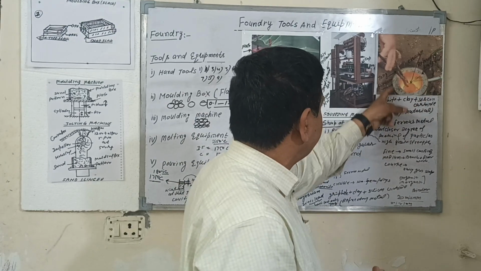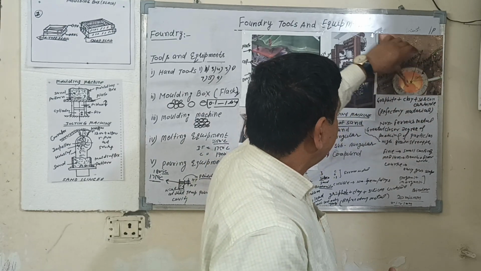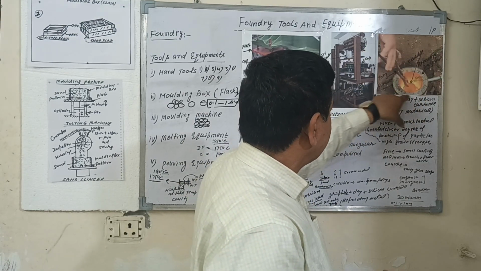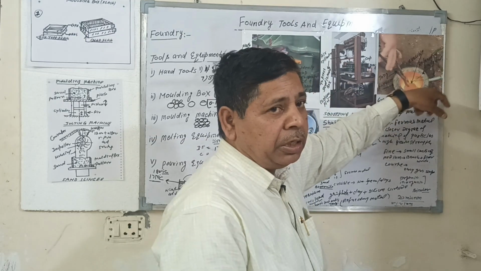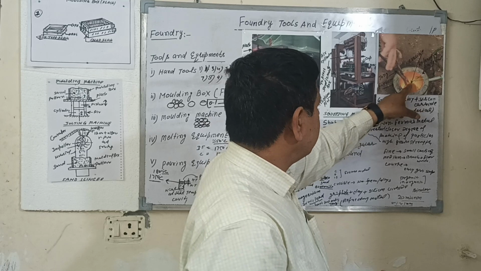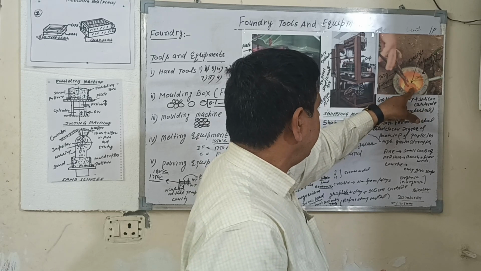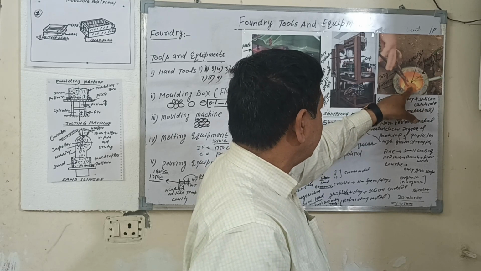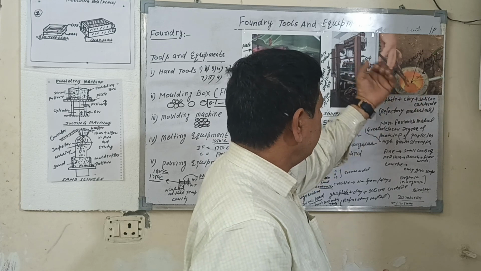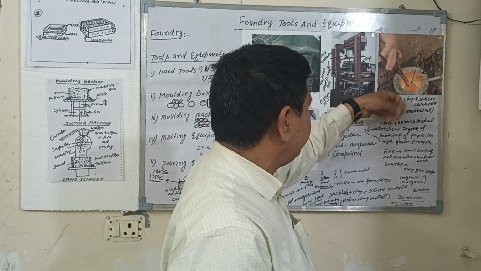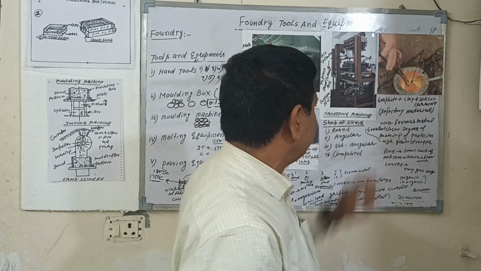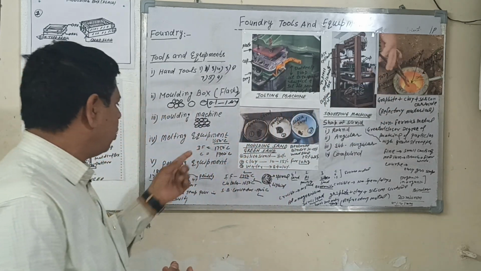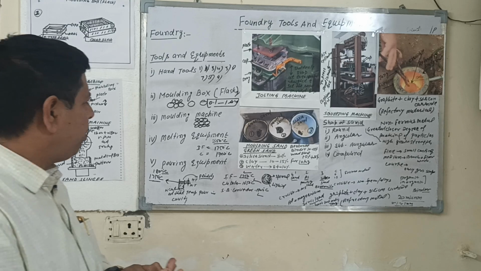This is a crucible furnace. The outer body is made of steel. This is a refractory material, which contains graphite, clay, and silicon carbide. This is a crucible. The metal is heated in the crucible and carried for pouring into the cavity to make the casting. The non-ferrous metal is used in a crucible, and the cupola, induction, or open hearth furnace are used for ferrous metal.